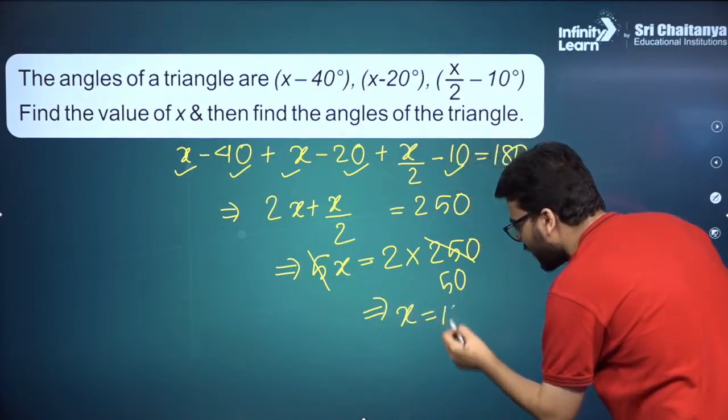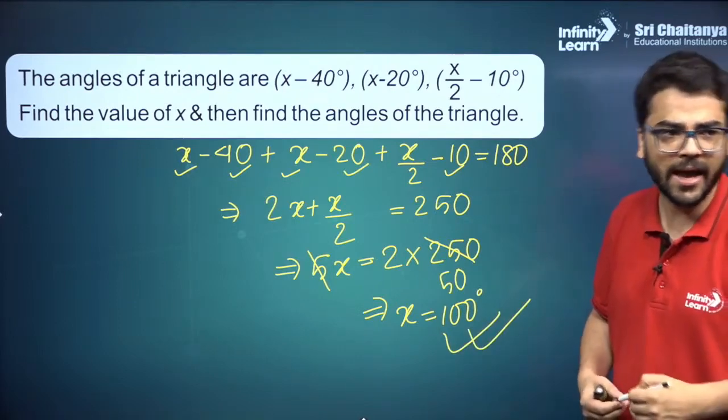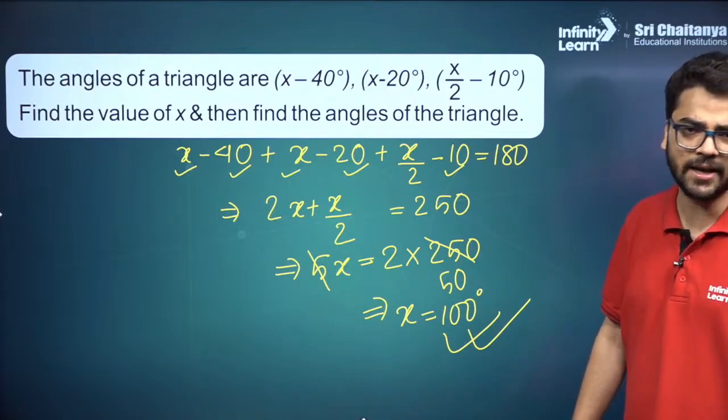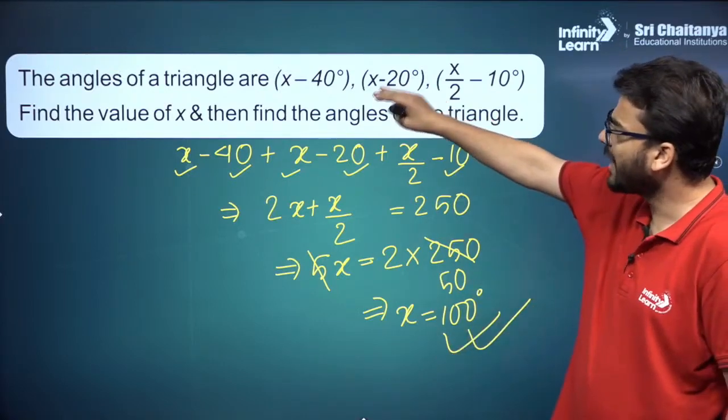Okay, I think you are talking about x only. So x is equal to 100 degrees over here, correct? x is equal to 100 degrees is correct, because you had written x minus 100, therefore I was getting confused in that, Samarpita. So x is equal to 100 we are getting. Now we have to find the angles of this triangle.